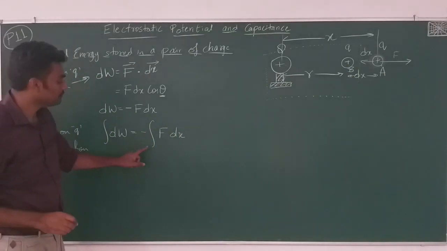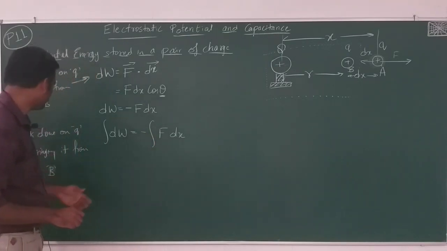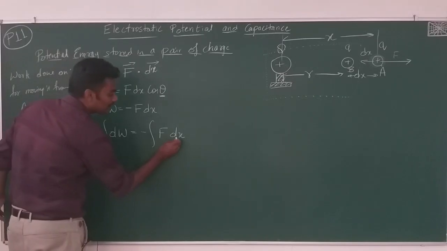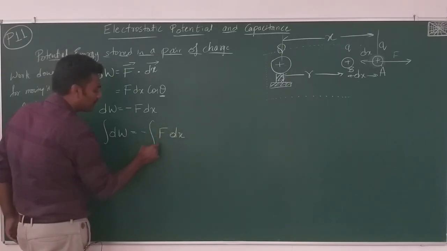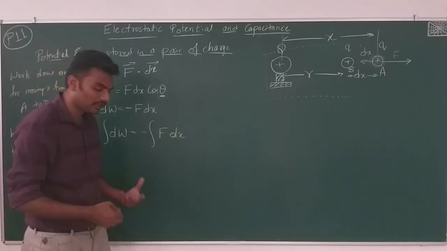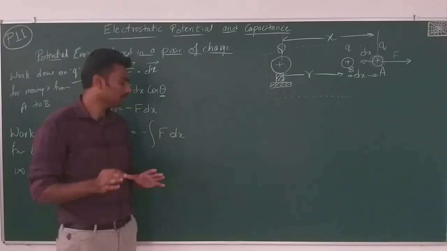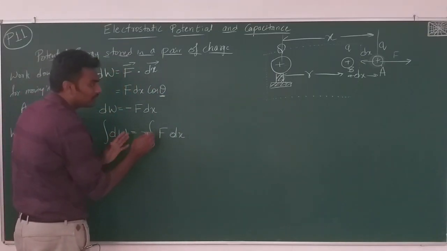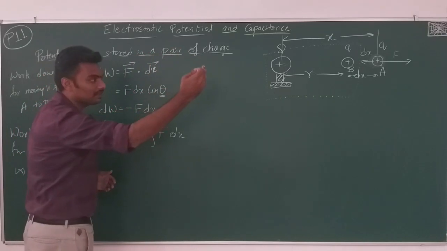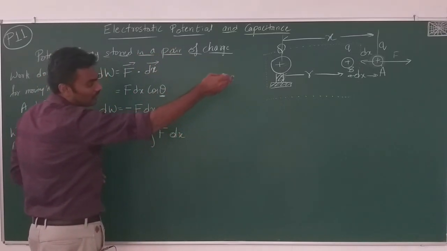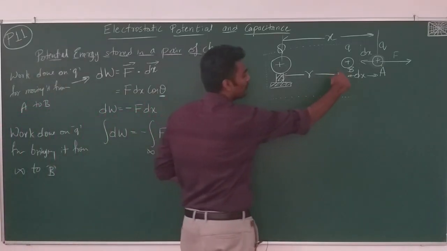Now look at this. What is the integral of f dx? This is the total work we should do. dx is the variable here, which is varying. Obviously force is also varying, but as far as the limits are concerned, you will get to know these things better when you study integration in the coming math classes. For now, consider this much. Now I need to apply the limits, from infinity to r. The charge small q is coming from infinity to what position? To the position B, right?